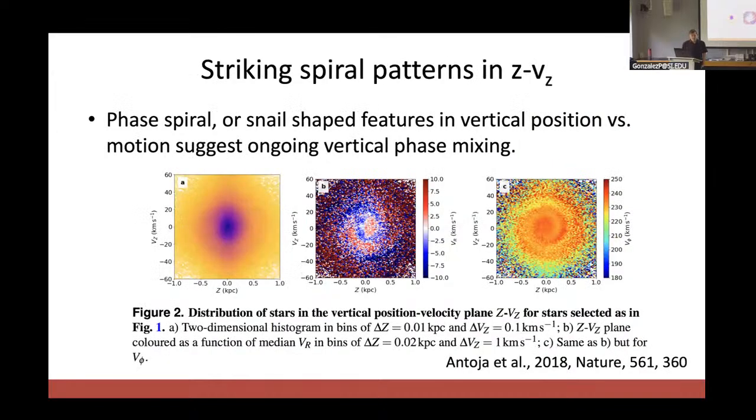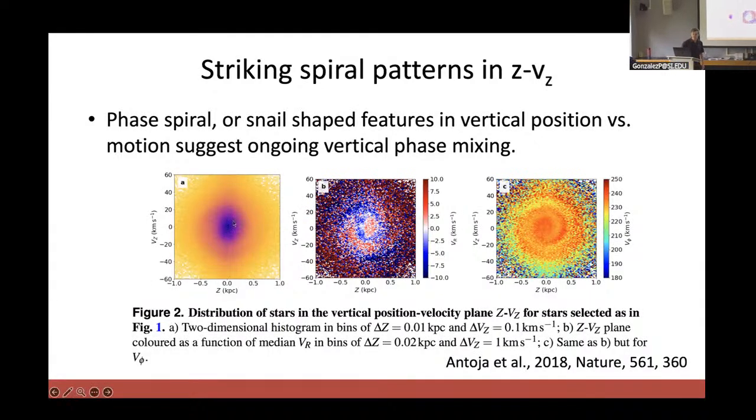We also discovered striking spiral patterns in the vertical position versus the vertical motion of stars in the solar neighborhood. If you take a little 1 kiloparsec box around the sun, plot on the x-axis vertical position z, and on the y-axis vertical velocity vz, you might just about, depending on the contrast of the projector, see in the density, it's close.